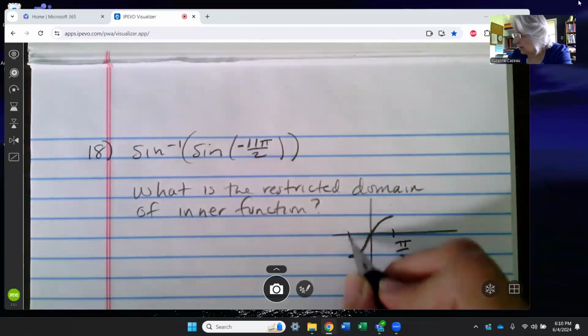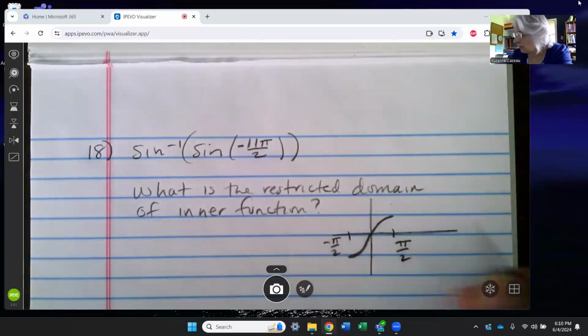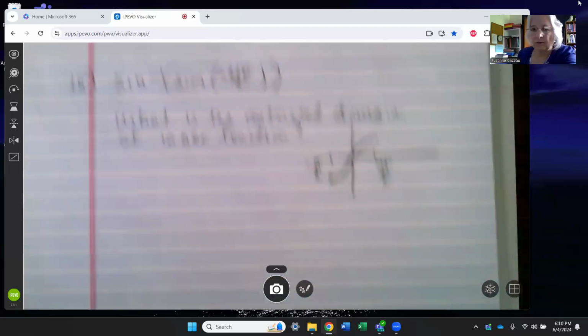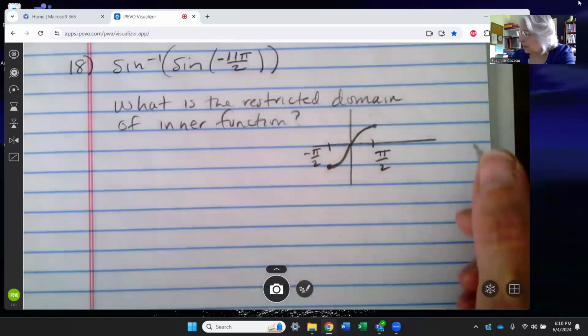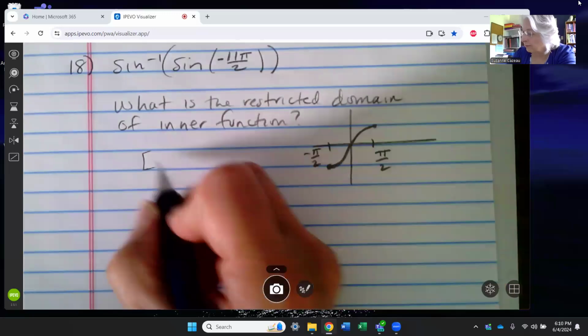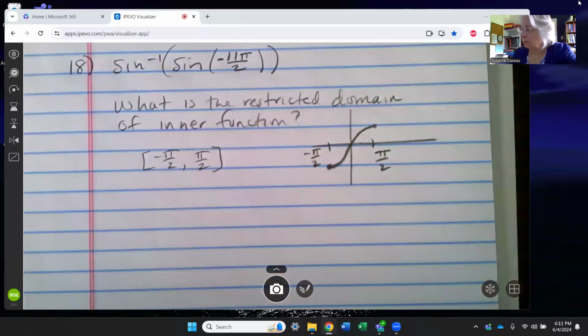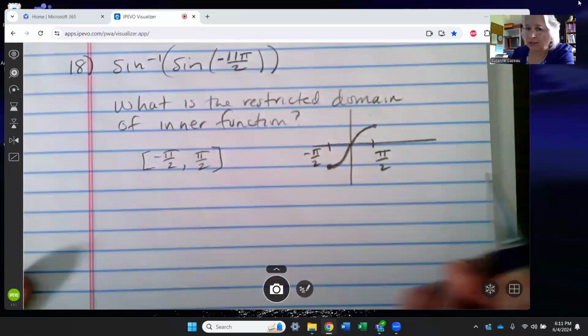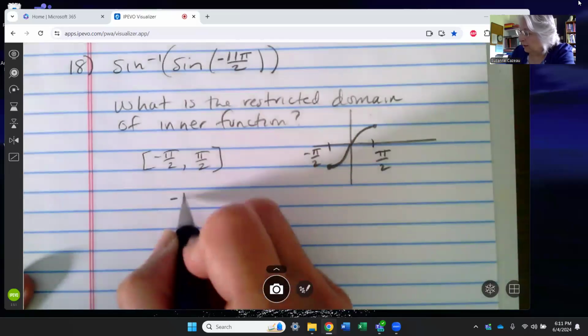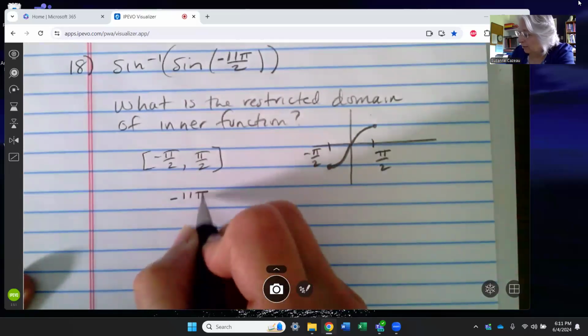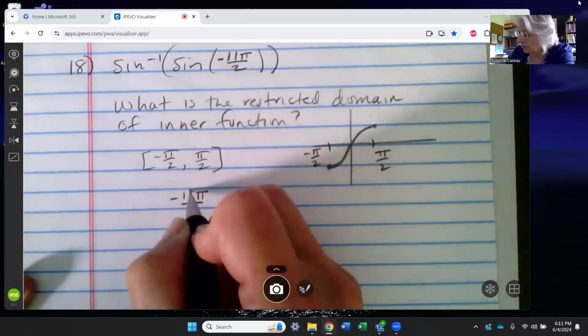Pi over 2, negative pi over 2, right? And these endpoints are included. So the domain is going to be negative pi over 2 to pi over 2. That is the restricted domain of the inner function. Now, you say to yourself, self, is 11 pi over 2, and you're going to get good at this.